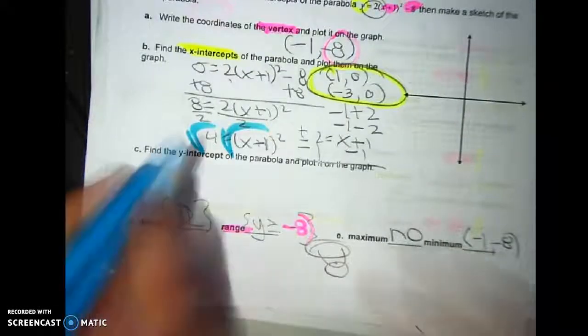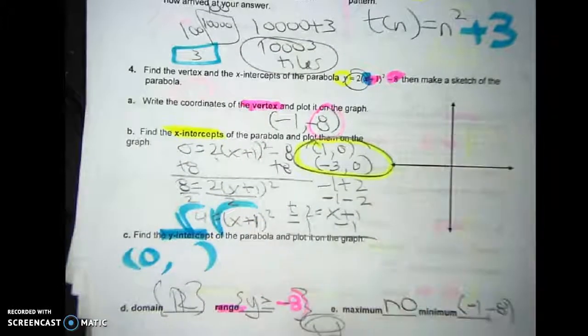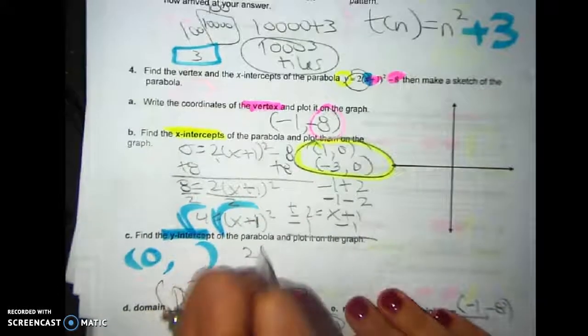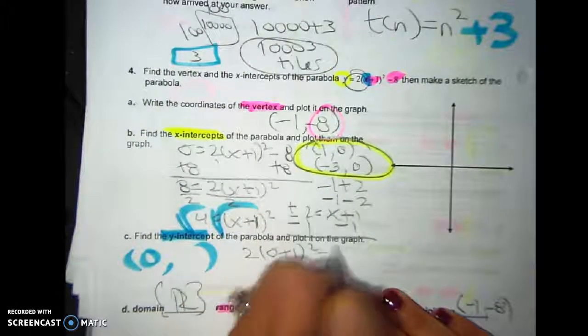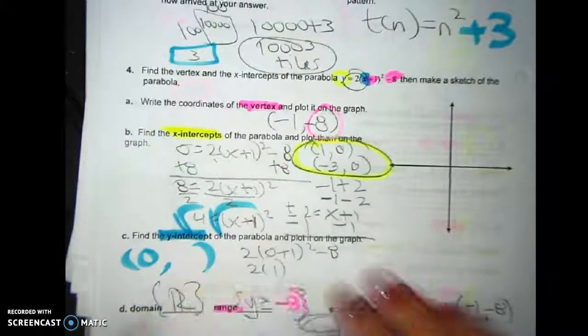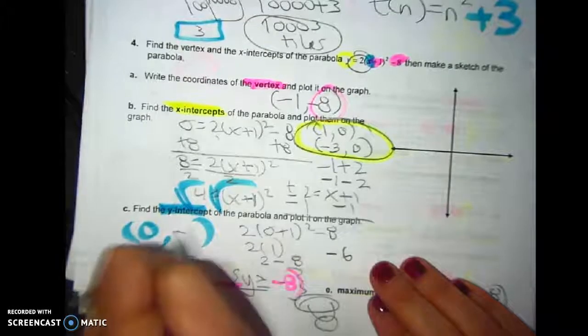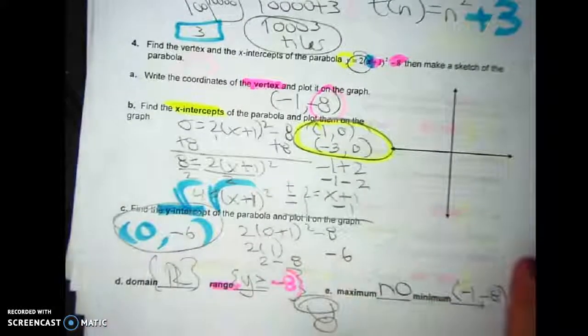For the y-intercept, well, I know the y-intercept starts with a 0, so I'm going to take the 0 and plug it in for my equation. And I'm going to go 2, 0 plus 1 squared minus 8. 0 plus 1 is 1. 1 squared is 1. You don't have to show me all of your work, but you need to tell me that you didn't need a calculator to get the answer.